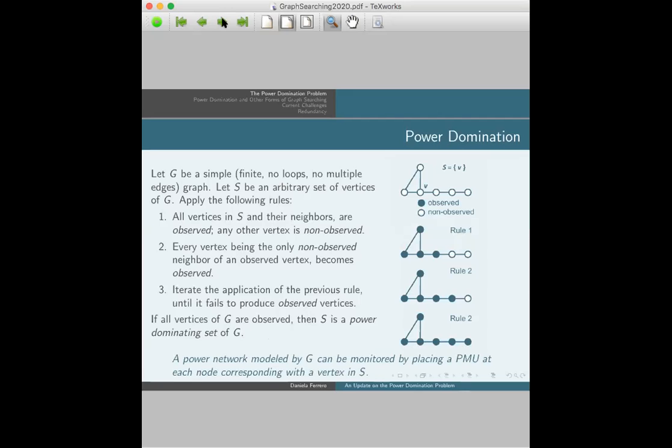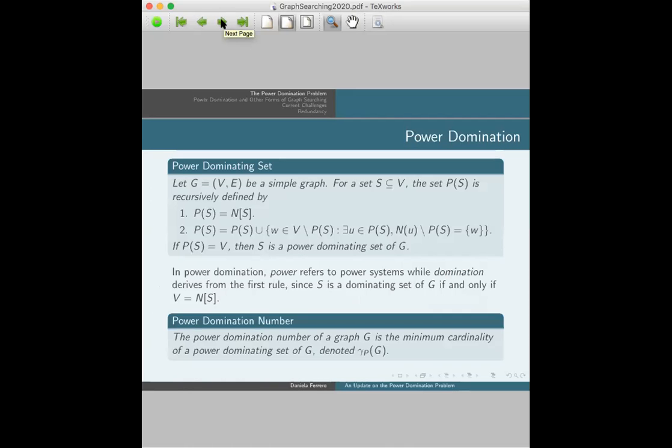So again, this corresponds to placing a PMU. If this were an electrical power network, we would place a PMU in this location, and that would be it. We didn't need any more. I'm going to show you some more interesting examples as well, but first, I wanted to give you a more formal definition of power domination.